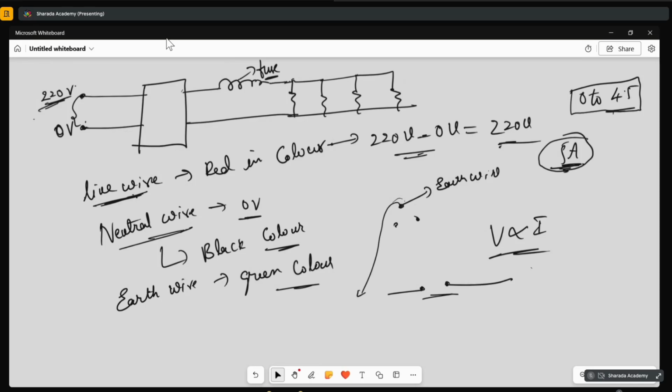But for iron box, fridge or any heating element, wherever heating is required, the current used will be more.